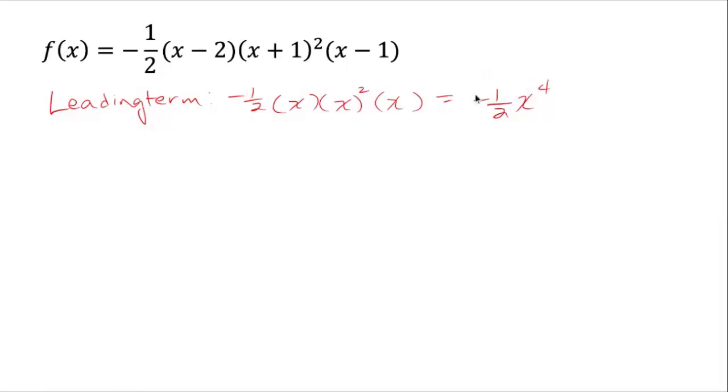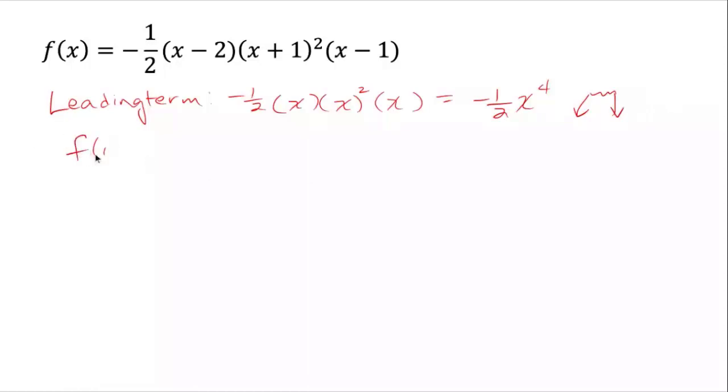So now I can apply that leading term information. If it's negative, then I know it's headed down on the right. But if it's an even degree, I know it's going the same direction. So I don't know what all's happening in the middle right now, but I know this one is headed down on both sides of the end behavior.